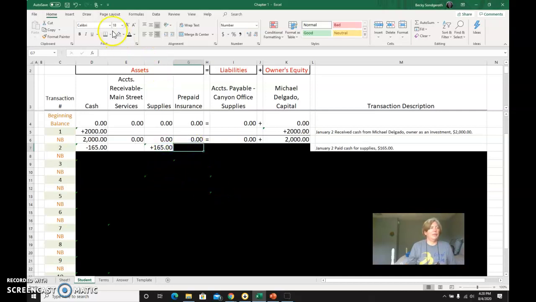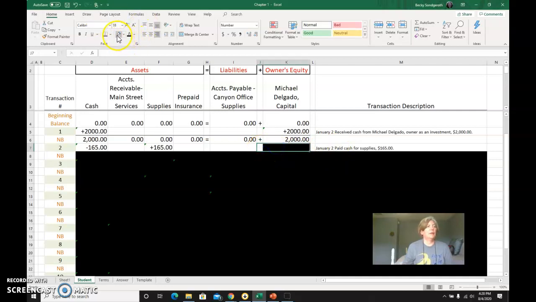Did anything happen to insurance? No. Did anything happen to accounts payable, on account? No, because I don't see those words on account. And then, did anything happen to Michael Delgado, Capital? I see nothing to do with the owner here. He did nothing. The business paid cash for supplies.